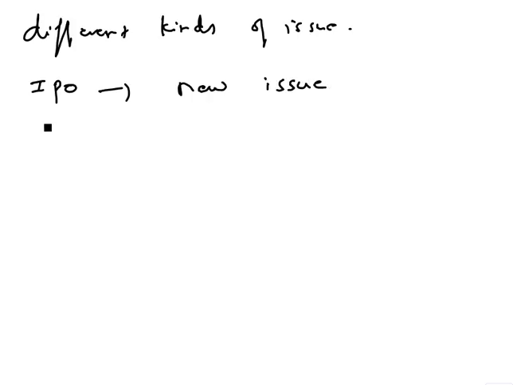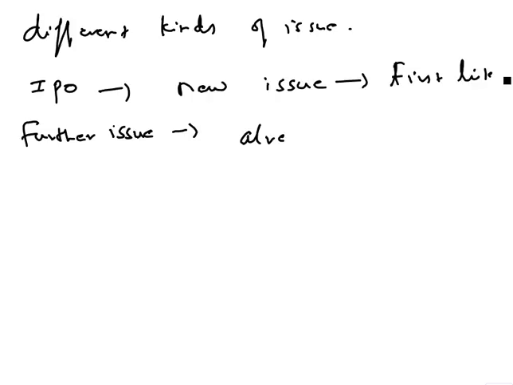Another one is further issue. So fresh issue and further issue. Fresh issue is IPO, where the company is getting listed for the first time. Further issue happens when an already listed company wants to raise further capital. So they make a fresh issue of securities again to the public or an offer for sale to the public through an offer document. So that's what further issue means. Another one is a rights issue.